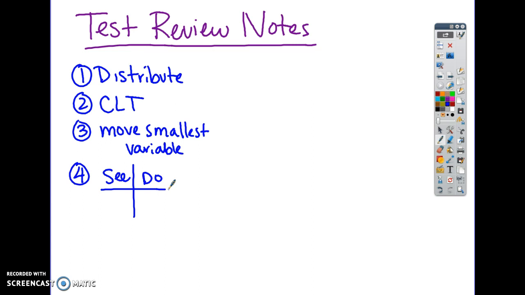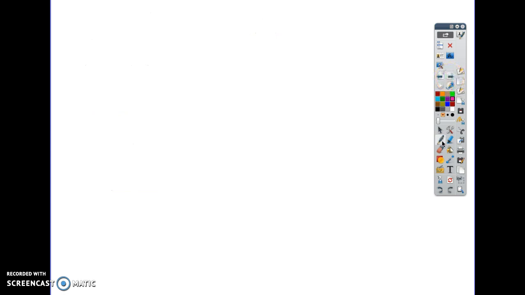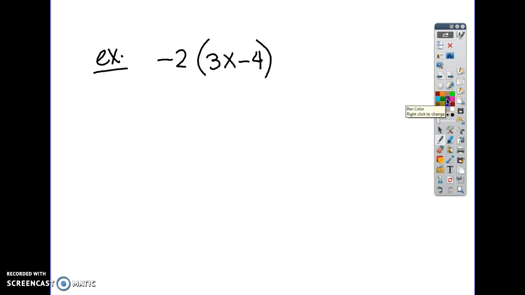Most of these are solving, so solve for x, solve for y, solve for w, solve for p, whatever it is that they're asking you to do, you need to solve. Some of them you're just going to have to distribute. So let's say they give you an easy expression, for example, -2 parentheses 3x minus 4, there's no equal sign. All you need to do is distribute. That is all you're doing.